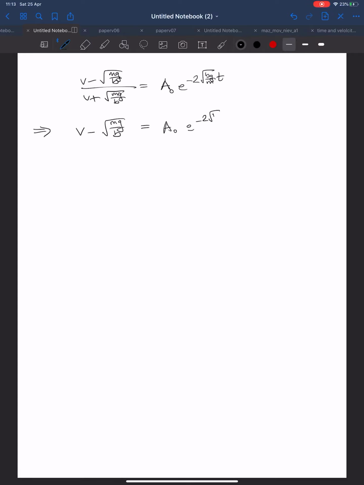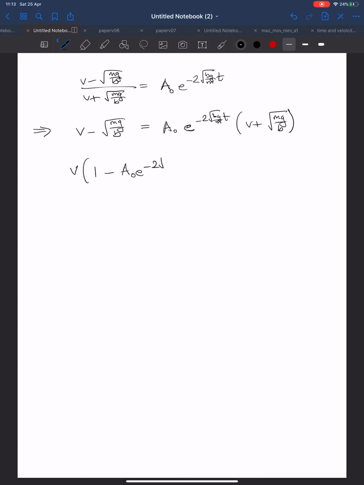Get rid of that. E times minus e to the power of minus 2 square root bg over m t, now times this factor. And what else? Well, now I can multiply out on the right hand side and have things involving v on the left and things not involving v on the right. So I have this v. I'm going to skip a few steps, hope you don't mind.